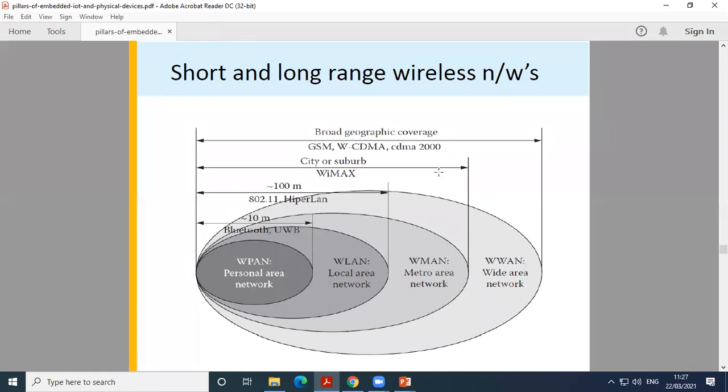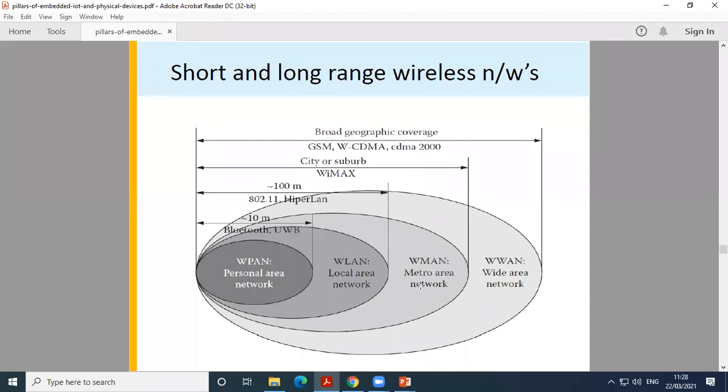We have the wireless personal area network, with a range of about 10 meters. For the wireless LAN, the wireless local area network, the range is 100 meters. For the wireless MAN, the metropolitan area network, the range is a minimum of 5 kilometers. And for the wireless wide area network, the range is near about 40 kilometers.